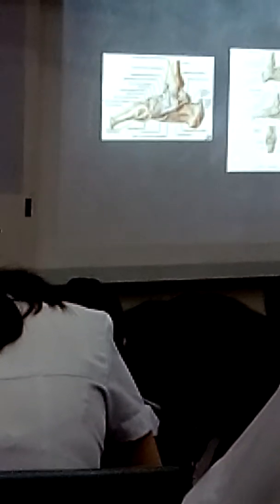So these are your ankle joints. The medial view, this is your lateral view and posterior view. The ankle joint is a hinge type of synovial joint, and it is formed by the articulation of the tibia and fibula and the superior part of the talus.